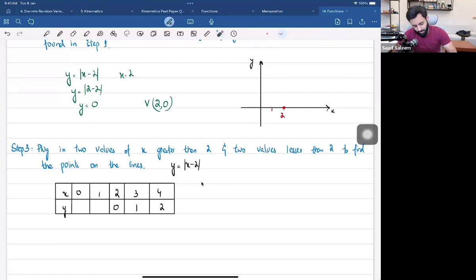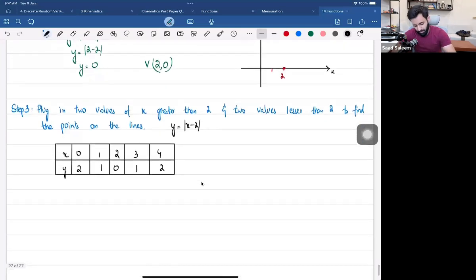If I plug in 1, be careful. We're going to do y equals 1 minus 2. 1 minus 2 is minus 1. Then we take the modulus of it, so it becomes 1. Similarly, if you plug in 0, 0 minus 2 is minus 2, but once you take the modulus of it, you get 2. Now, how do we put this all together?